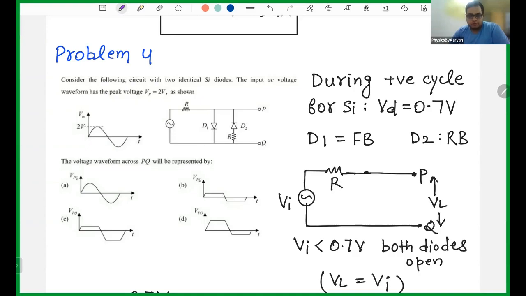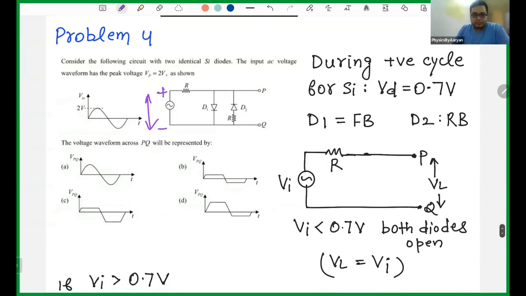Whenever such a question comes, you have to divide your cycle into 2 parts: one positive cycle and another negative cycle. So let's see when I have the positive cycle. It means I am applying the positive voltage. So this is plus, this is minus, and this potential difference is positive. Then for sure D2 will always be reverse biased. So this will be open, so I can ignore D2. The only thing that matters now is D1.